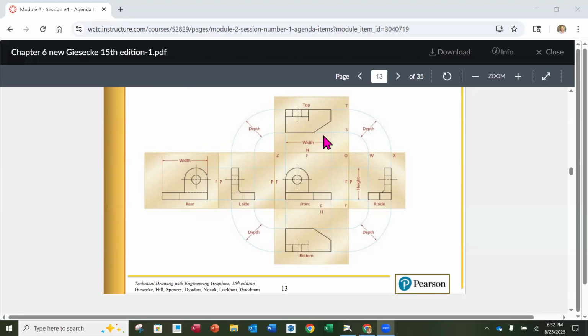Now, you'll notice a couple things here. Orthographic projection: everything has to be in line across the views. So we're never going to pick 6 views. We're going to pick the 2 or 3 best that are going to get our information across.